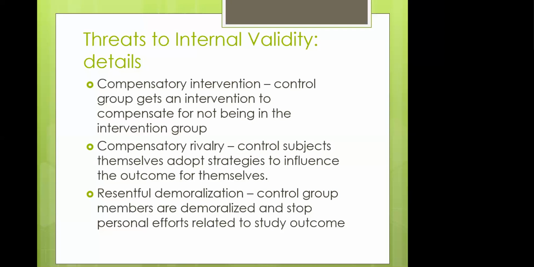And then compensatory rivalry is when the control group subjects themselves know that they're in the control group, and so they adopt strategies to influence the outcomes for themselves. In our childhood obesity work, people knew if they were in the treatment or intervention, and they could say, fine, then we'll just do some intervention ourselves. And then there's resentful demoralization, which is kind of the opposite of that, where control group members are so demoralized by being in the control group that they just give up. And so their performance gets worse just because they're no longer trying at all.